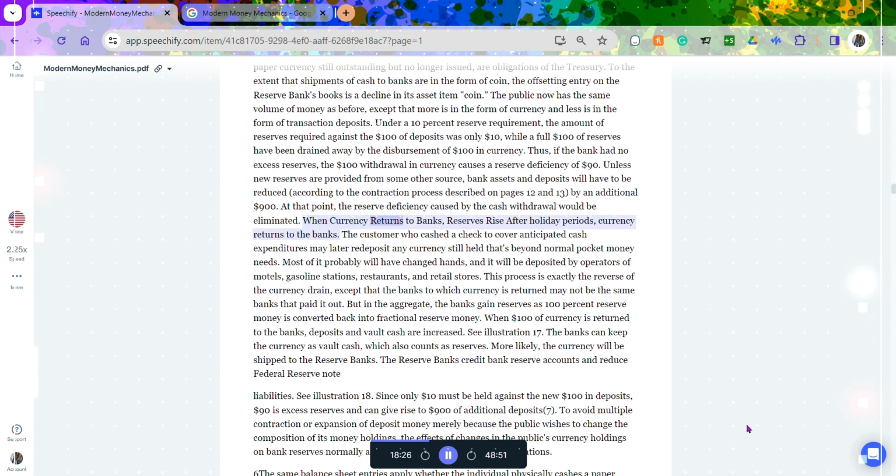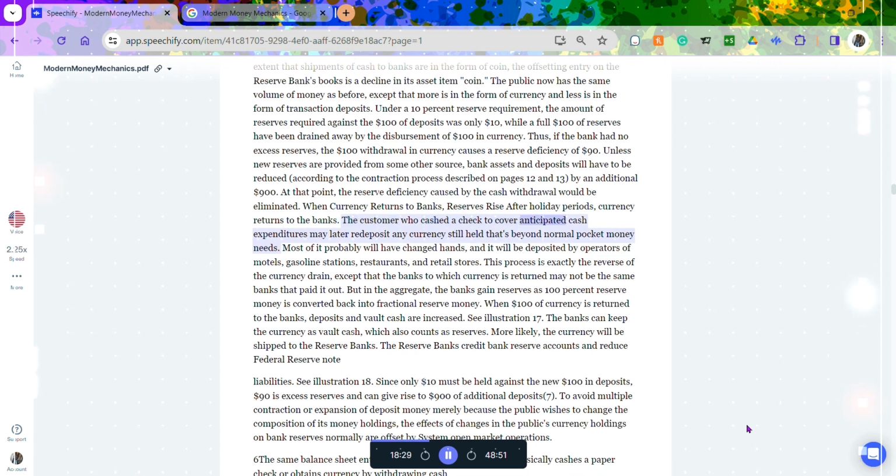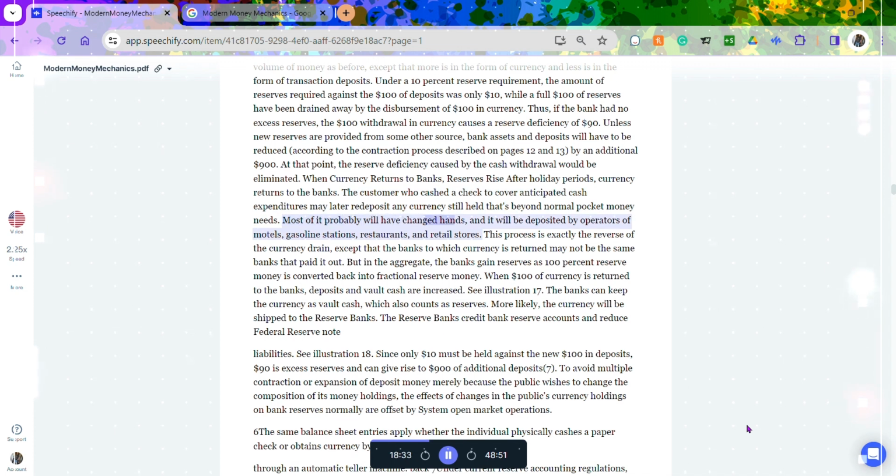When currency returns to banks, reserves rise. After holiday periods, currency returns to the banks. The customer who cashed a check to cover anticipated cash expenditures may later redeposit any currency still held that's beyond normal pocket money needs. Most of it probably will have changed hands, and it will be deposited by operators of motels, gasoline stations, restaurants, and retail stores.